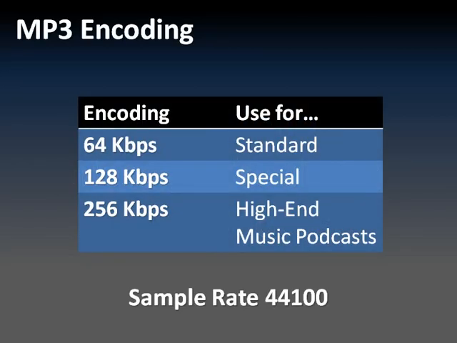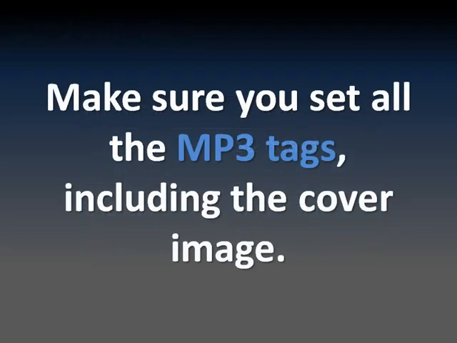Encodings: typically for podcasts, you would use a 64 kbps mix. If you want to do a high quality podcast, I do that in SE Radio, you do 128 kilobits per second. Of course, it means the file size is doubled. And if you want to do high-end music podcasts, you might want to think about 256 kbps, but most music podcasts are still on 128. And of course, the sample rate should be 44,100. That's the standard. Some devices can't cope with any other one.